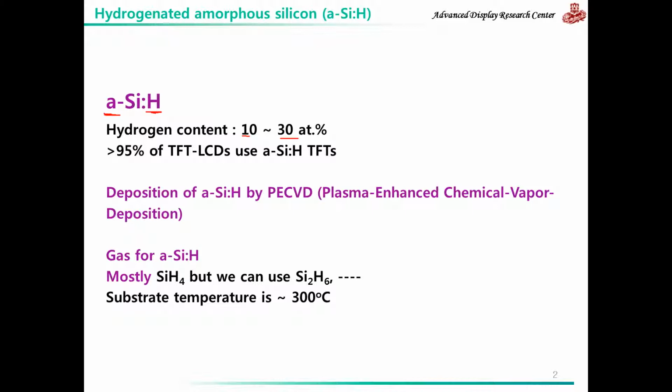So how do we make amorphous silicon TFTs? Hydrogenated amorphous silicon is deposited by plasma enhanced chemical vapor deposition, which is abbreviated PECVD. The gas used for the PECVD is mostly silane, but disilane can also be used. The substrate temperature during the deposition is usually around 300 degrees C.